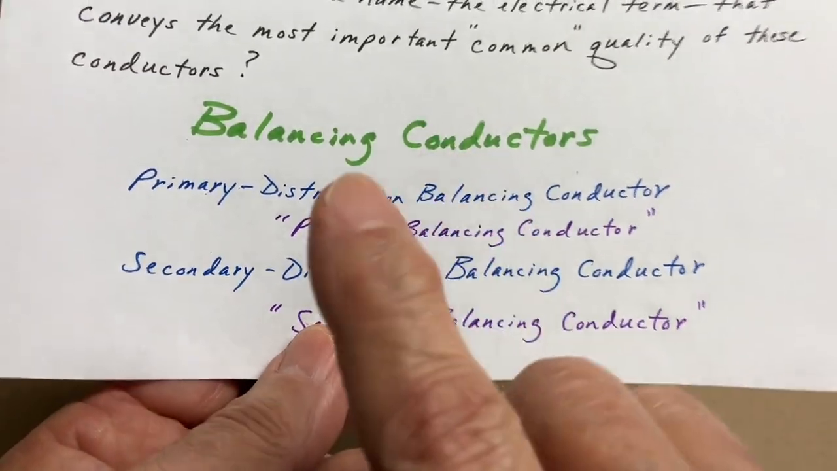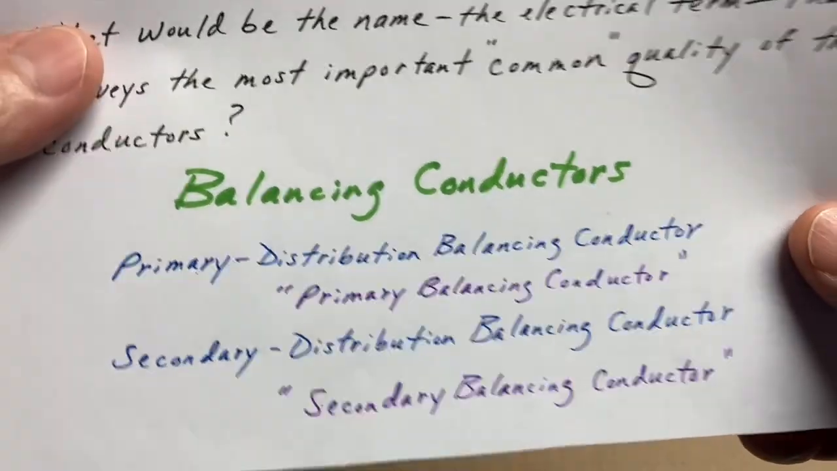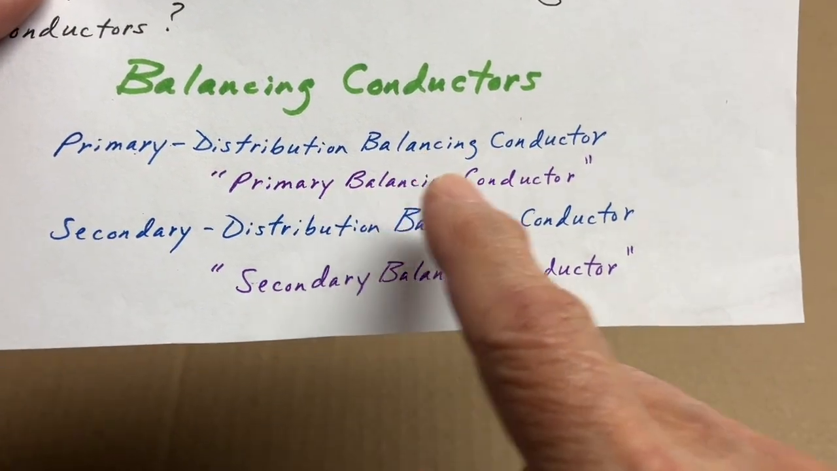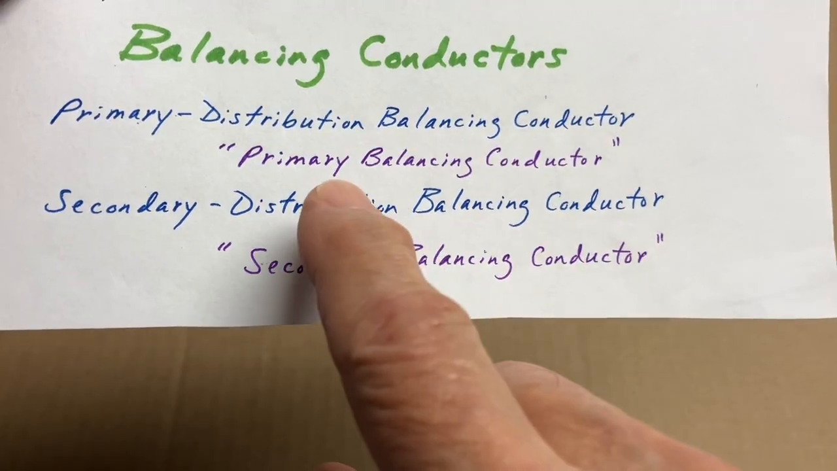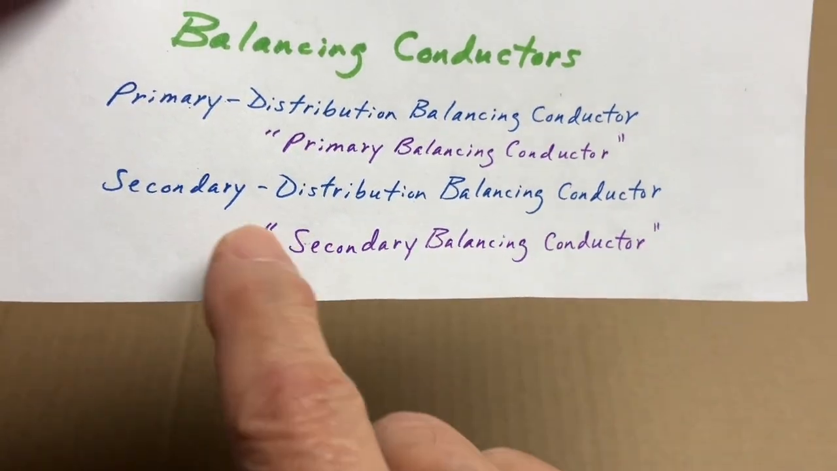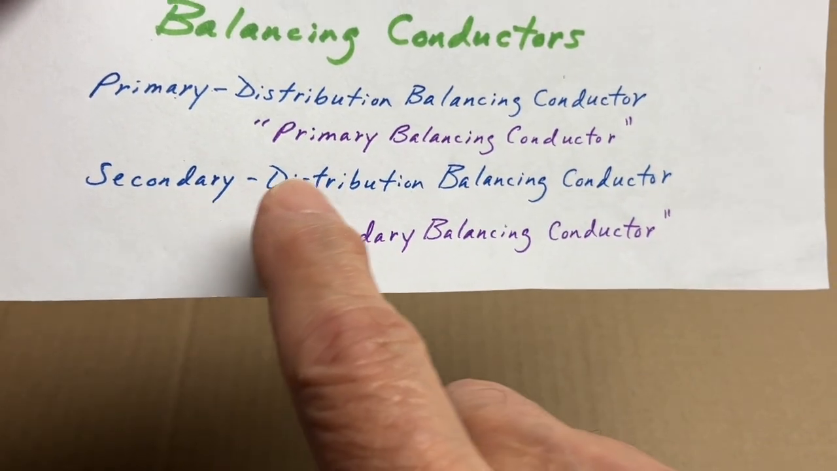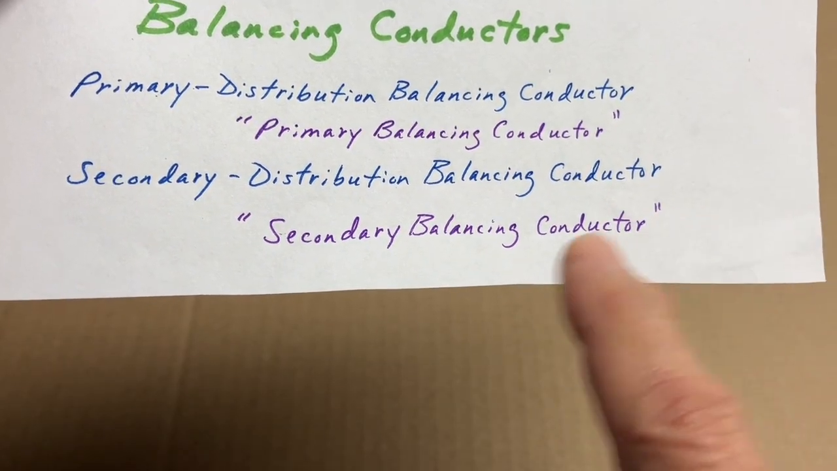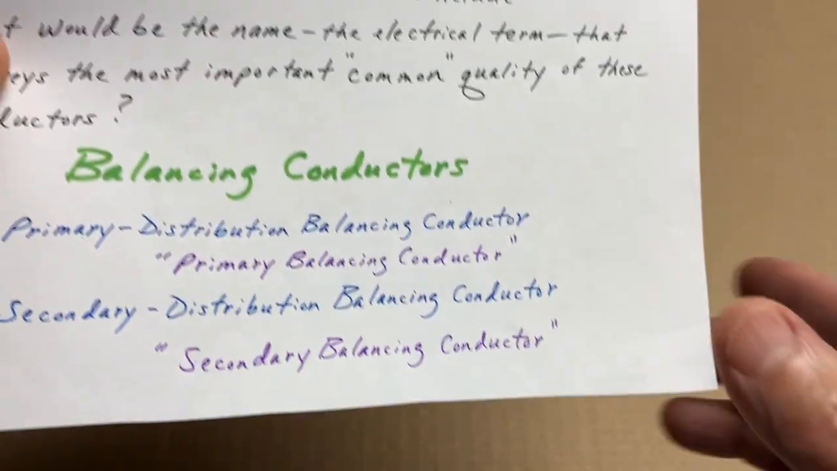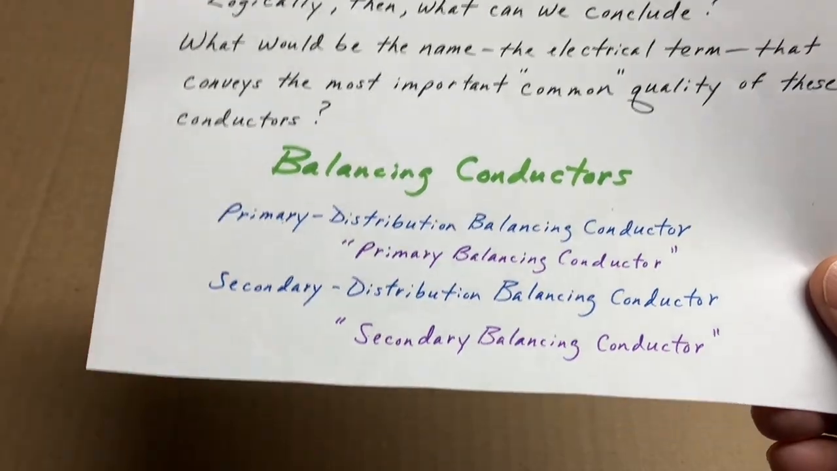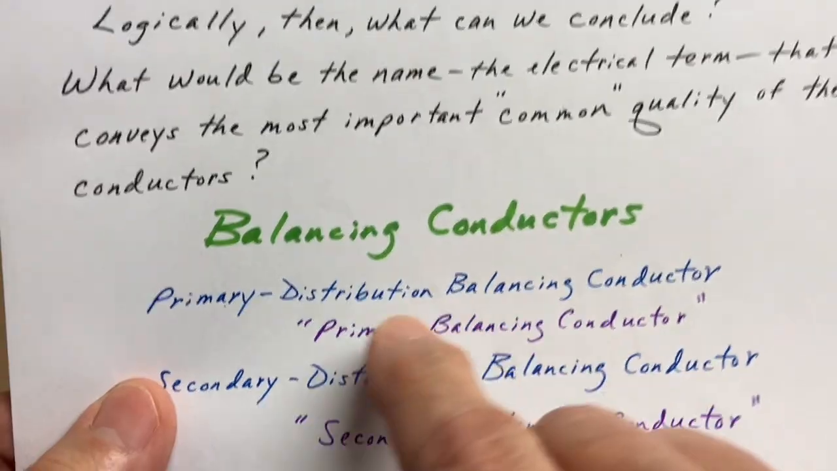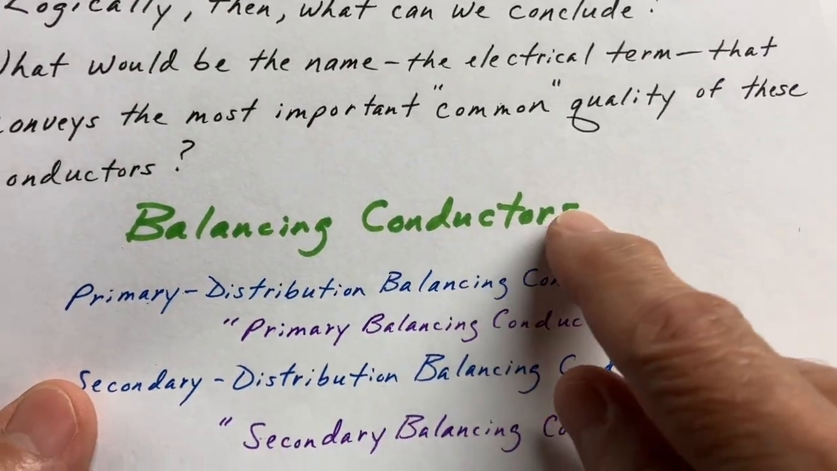All right, balancing conductors. If you want to get really technical, you could call it primary distribution balancing conductor, or the nickname could be just primary balancing conductor. Very, very simple, yet concise. And then you have your secondary distribution balancing conductor, and the short name could be secondary balancing conductor. And that's the whole point of these two videos. I like the term median, I've been using it for a long time, but they're actually balancing conductors.